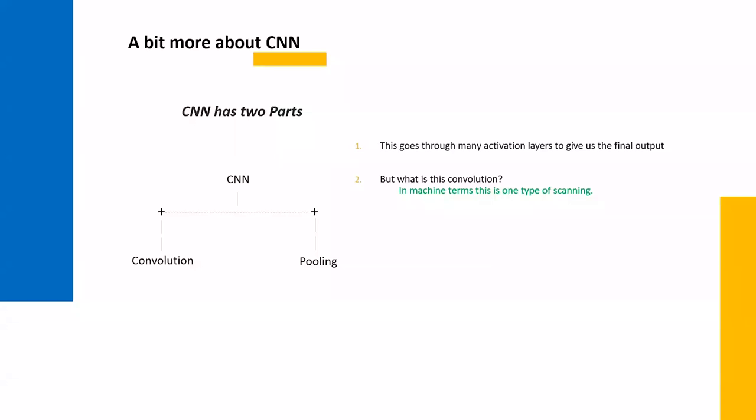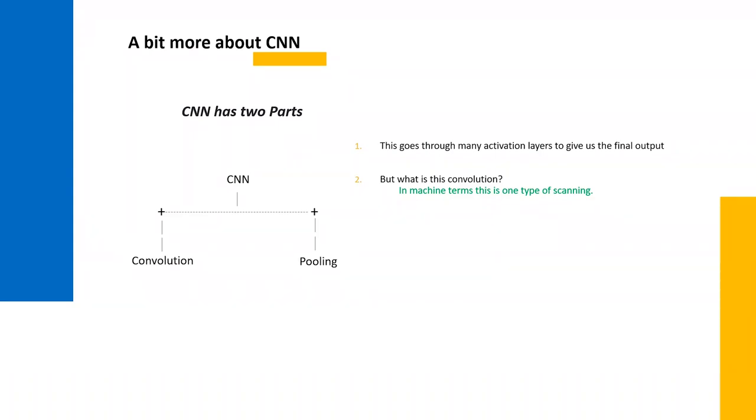And then if we look into CNN, it has actually two parts, right? One is convolutional and the other is pooling, right? And it all goes through many activation layers, and after that it assimilates all the results, and from there we get our final output. But the question is, what is convolution, right?